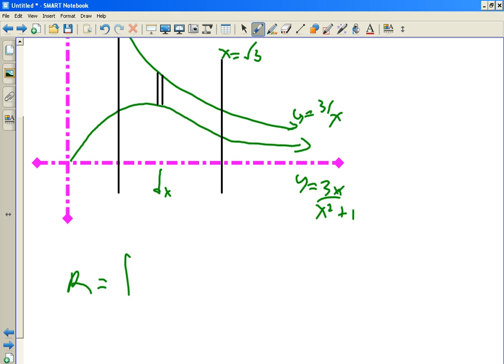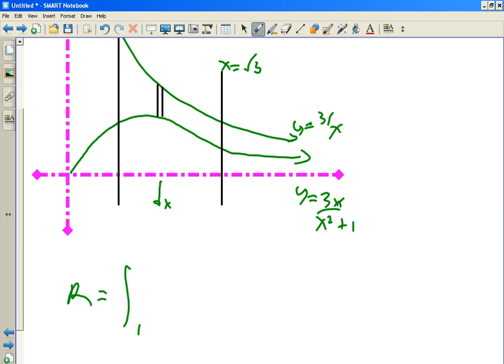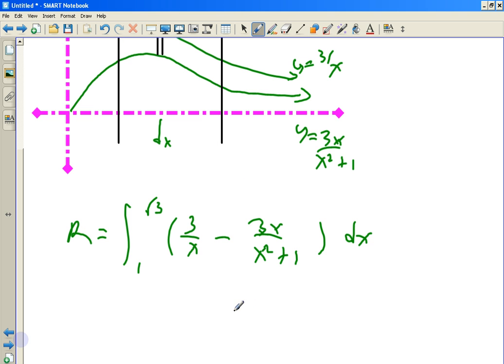R is the integral from 1 to rad 3 of, okay, what's the height function then? 3 over x minus 3x over x squared plus 1. Again, we said that this was the lower function, right? And times the thickness of each rectangle, which was dx. That's why you got to write it.